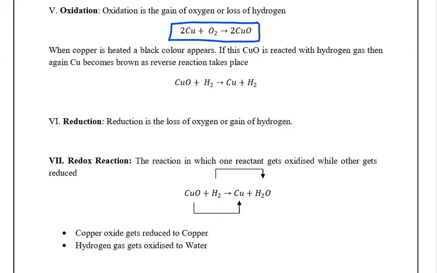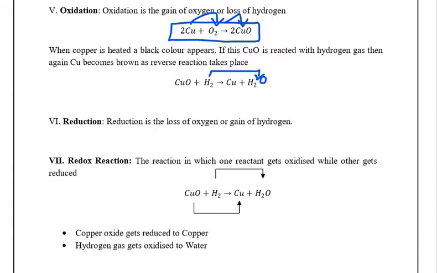Now in this case you can see we have copper. Copper, when it reacts with oxygen, makes copper oxide. In this case copper has gained oxygen to form copper oxide. So this type of reaction will be an oxidation reaction. Now you can see that we have copper oxide plus H2 gives us copper and H2O. In this case H2 has gained oxygen to form H2O, therefore it will be a type of oxidation reaction.